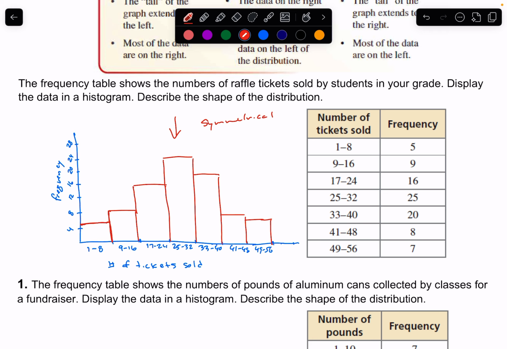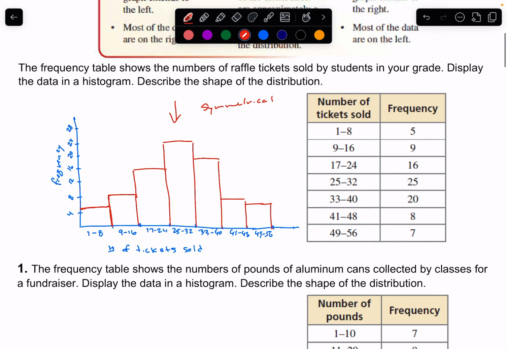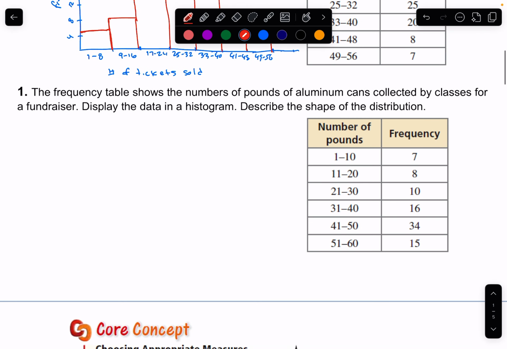Most of the data is there in the middle, and it peters off to the left and the right. Okay, the next one gives me, what are we talking about now? The numbers of pounds of aluminum cans collected by classes. Okay, so when I make my chart, I've got my 2 axes I've got to make. My lowest number is 7, and I'm going up to 35. So maybe let's count by 7s. 7, 14, 21, 28, and 35.